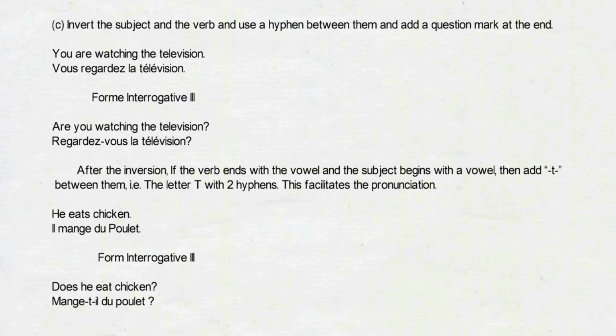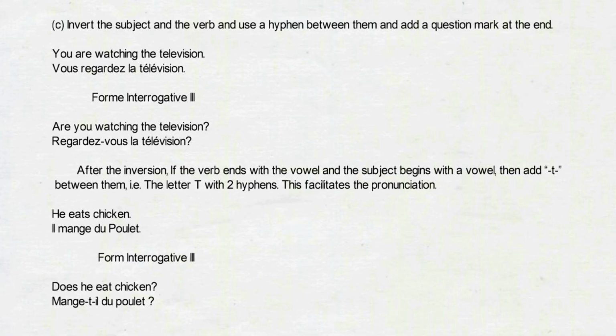Now, after the inversion, if the verb ends with a vowel and the subject begins with a vowel, then add hyphen T hyphen between them, the letter T with two hyphens. This facilitates the pronunciation. In the inversion form, we cannot delete a vowel and put an apostrophe and join the words. So we do the hyphen T hyphen.